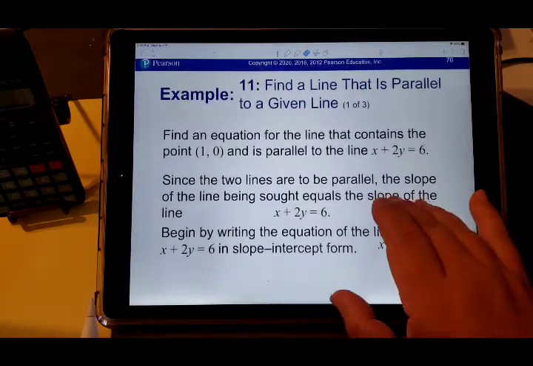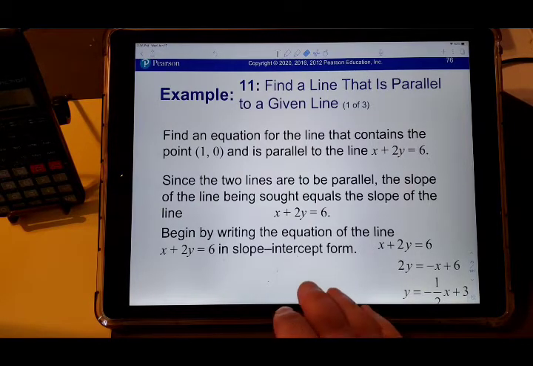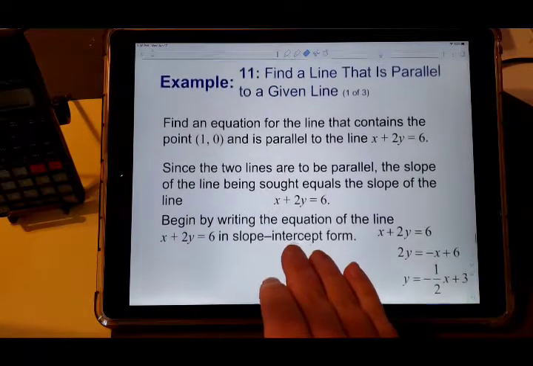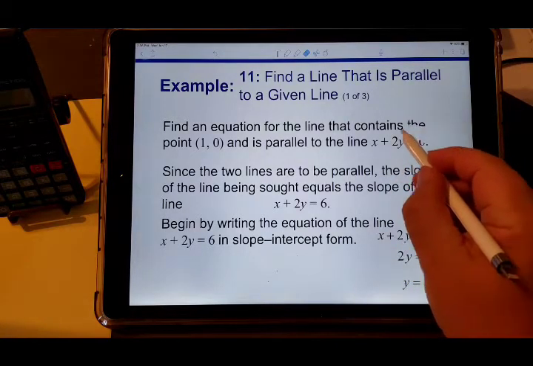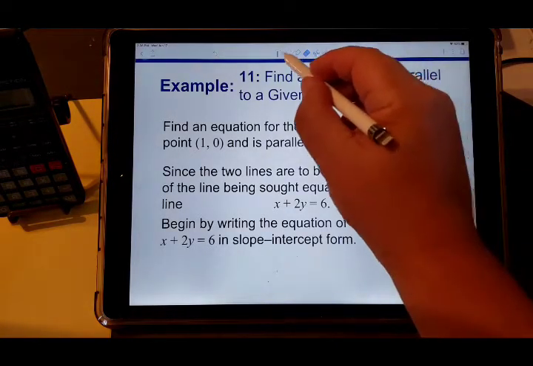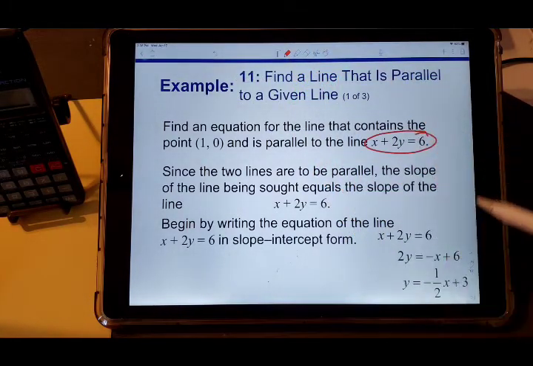All right. So here's an example. Find a line that is parallel to a given line. The key here, and I say this in different ways, but one way I like to say it is, the goal we have is to make the slope visible. And when you're given an equation in standard form, the slope is not visible. The slope is not immediately obvious.